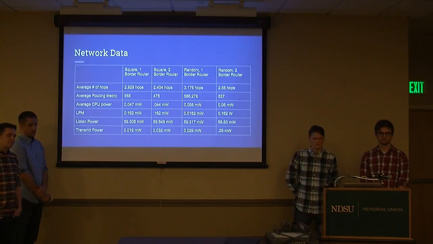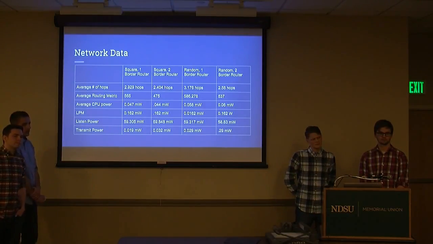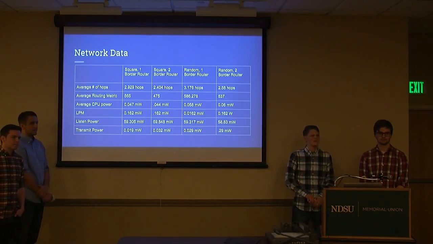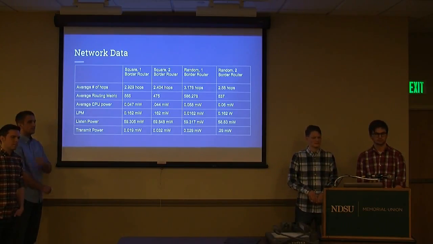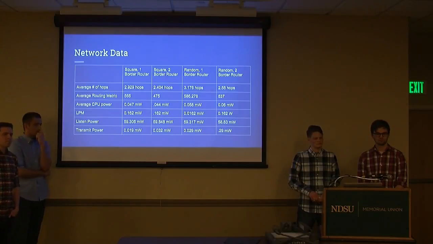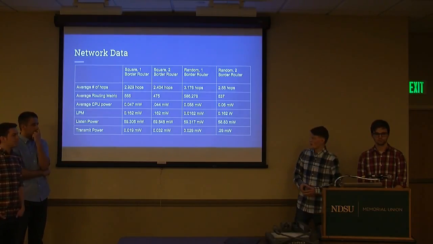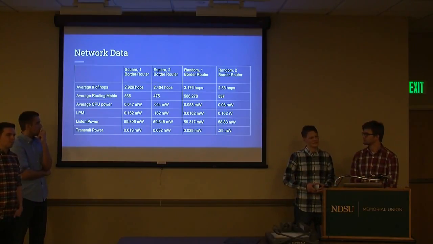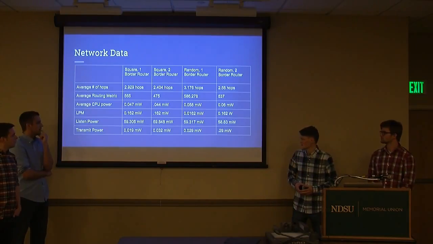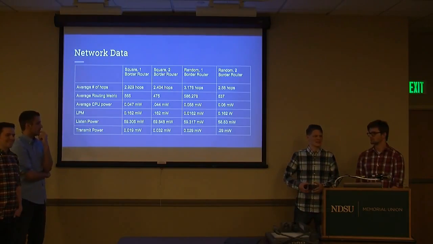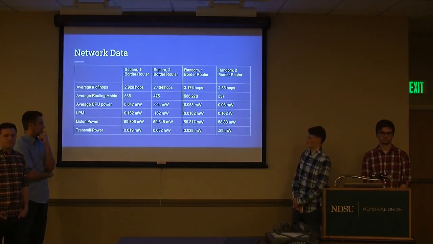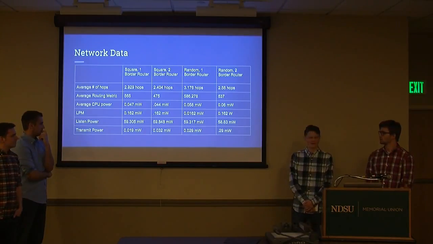I'm thinking transmit power should be better if you don't go so far. It seemed like in the square two border router, transmission should have been smaller. That probably indicates that we need to do more testing and average it out, so we don't have any discrepancies like that.